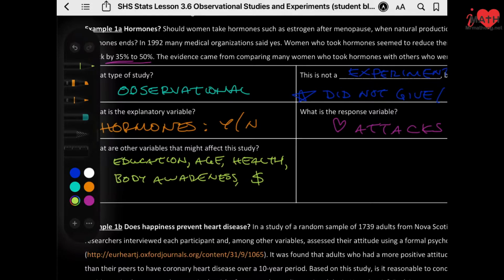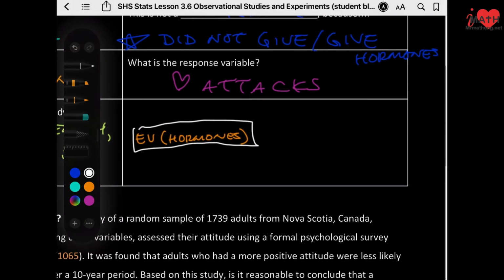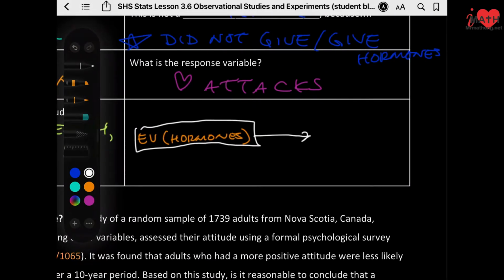All right, so let's draw a quick picture, and this might make more sense to you. Okay, what was the explanatory variable? It was hormones. And we were hoping that the explanatory variable would explain the RV, the response variable, which was fewer heart attacks.